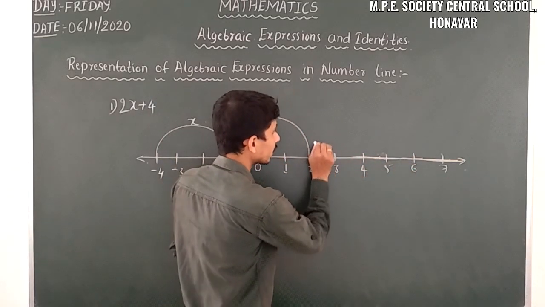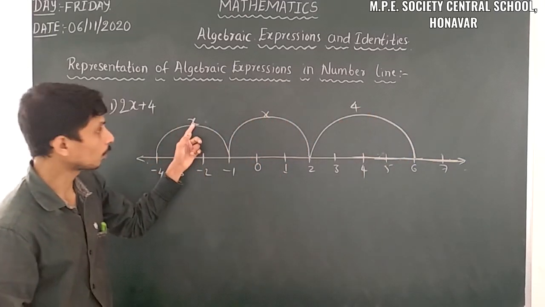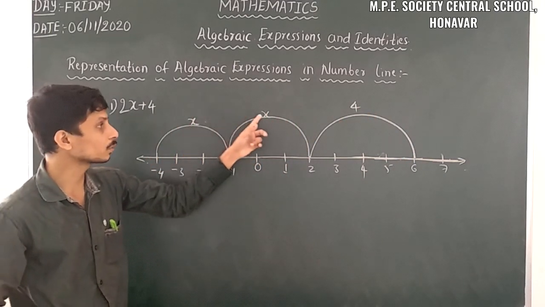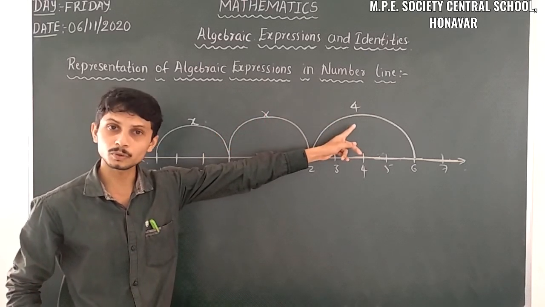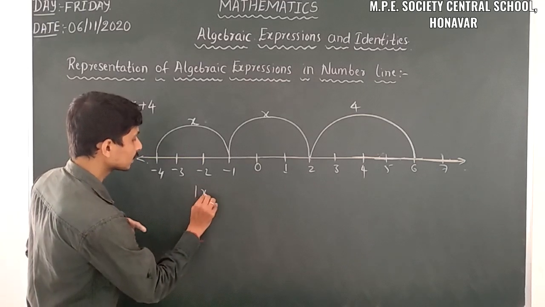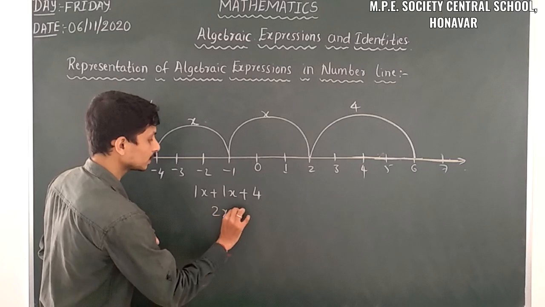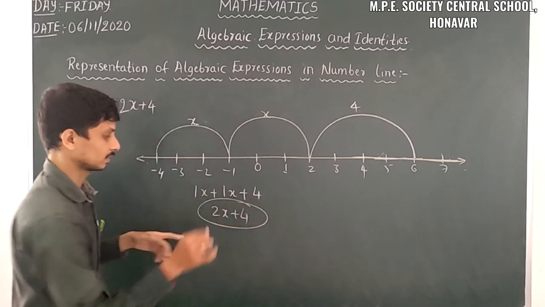Up to 6 you have to take another jump. So it is 1x jump, here it is 1x jump, and here 4 jumps. That means here it is 1x plus 1x plus 4. That means it's 2x plus 4. So this is that.